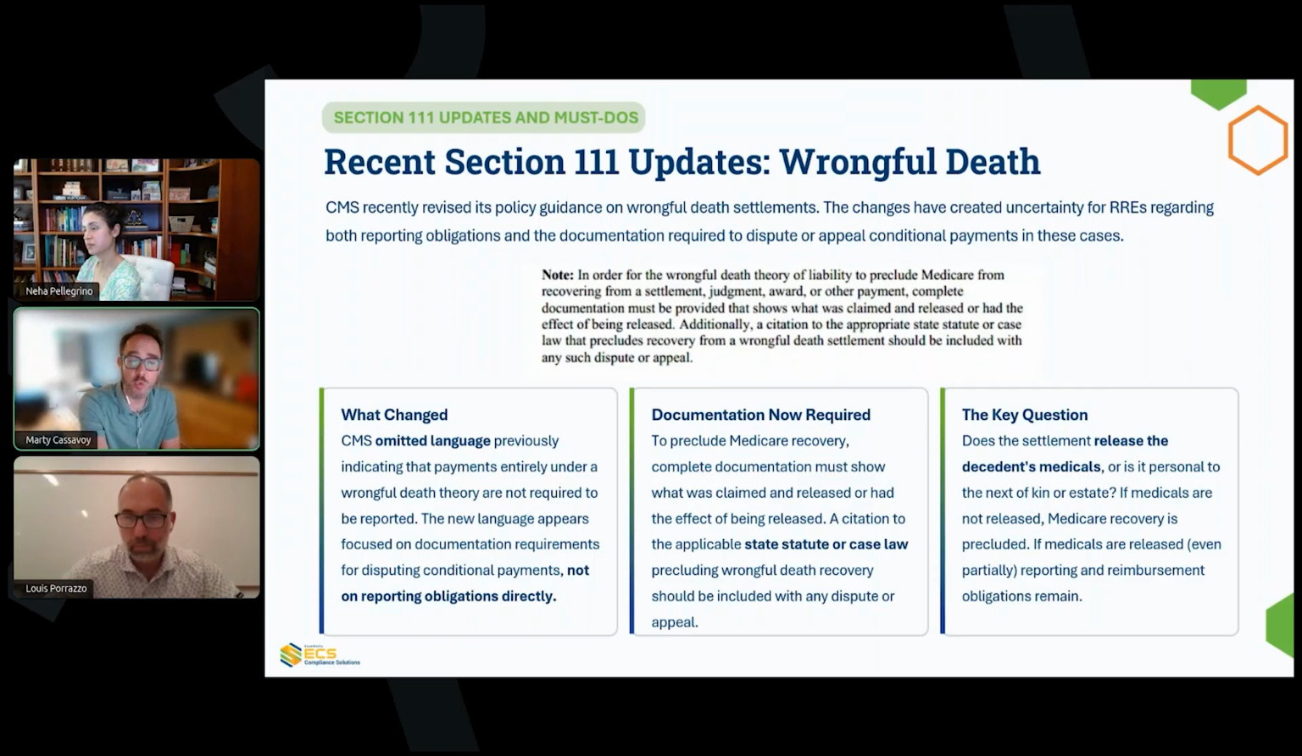If the answer is no, you're paying the next of kin for their loss of companionship, you're paying the estate for the loss of earning power, whatever it is, but it's not related to medical, you don't have a claim to report. It just comes down to that. Are you releasing medicals, yes or no? And this is not that different from the prior guidance that we would have given before they changed the policy in the first place.